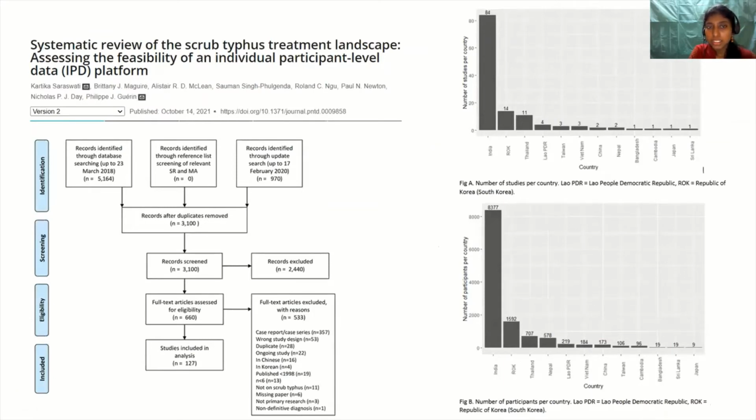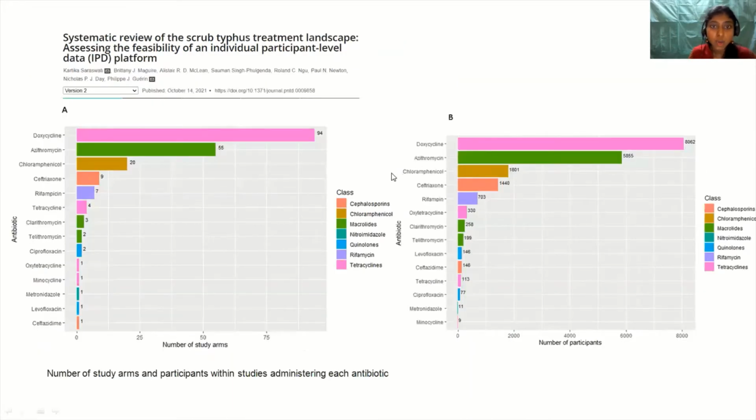This is a systematic review, which was recently published in PLOS Neglected Tropical Diseases, which looked at the scrub typhus treatment landscape. So most of the studies which have been published in scrub typhus have actually come from India, followed by South Korea and Thailand. And the common antibiotics which have been used in these studies are doxycycline, followed by azithromycin, and chloramphenicol, ceftriaxone, and rifampicin.